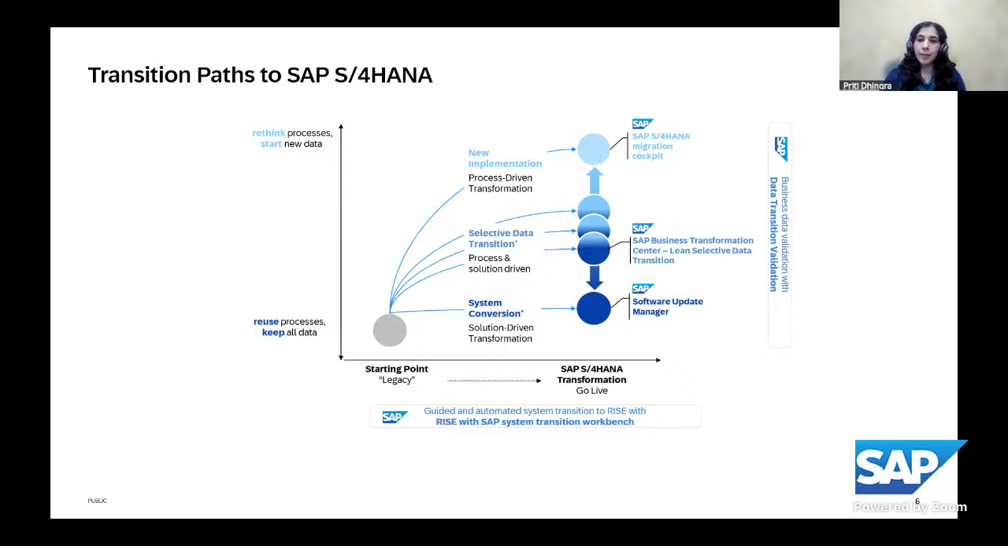There also we have multiple approaches or multiple options that customers can choose from. But on the right hand side, you can see some of the related tools which are mentioned here. And the third approach that we have is the selective data transition, which is sort of a hybrid between a greenfield and a brownfield. So there you have the option to choose the historical data that you want to take forward, business processes you want to take forward, or the business processes you may want to redesign.